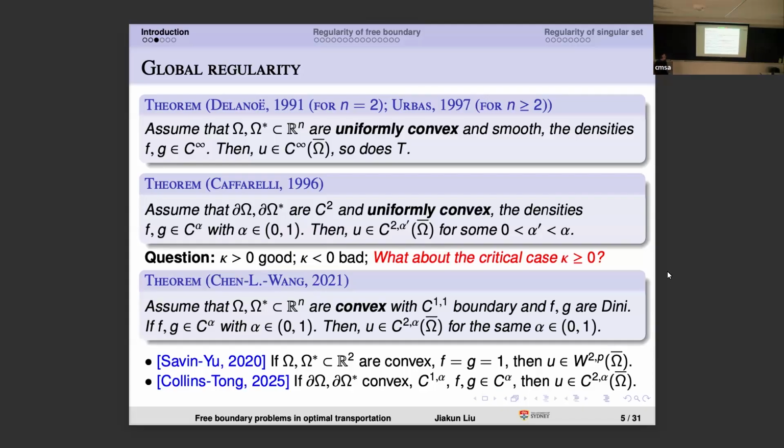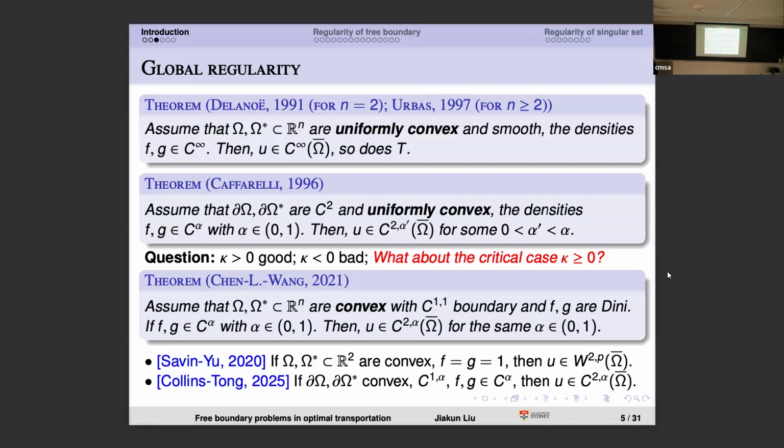In joint work with Shibing Chen and Xu-Jia Wang, we proved that as long as both domains are convex with C^{1,1} boundary, if the density function is Dini continuous, then we have an estimate on the modulus of continuity for the second derivative. And that implies that if the density function is C^α, then we have the global Hölder estimate, so the solution U will be C^{2,α}, and then you can go higher and higher. A related result was given by Savin and Yu in dimension 2. That's for arbitrary convex domains. And when the density function is constant, they proved the solution U will be globally W^{2,p} for any p less than infinity.